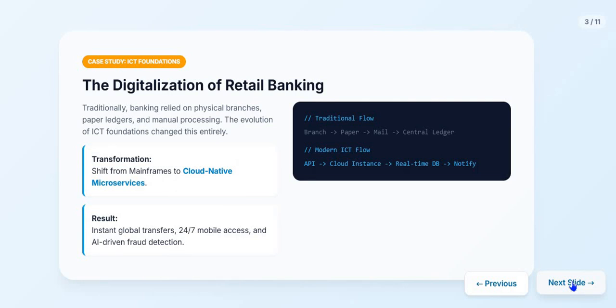Okay, let's see a case study here. Take a look at banking as our first example. It used to be about physical buildings and paper ledgers. Now it's about cloud native microservices. The lesson here for your WBL is simple. Every industry is moving from physical and slow to digital and instant. Think about your own placement. What paper processes are still waiting to be turned into a real-time digital flow?